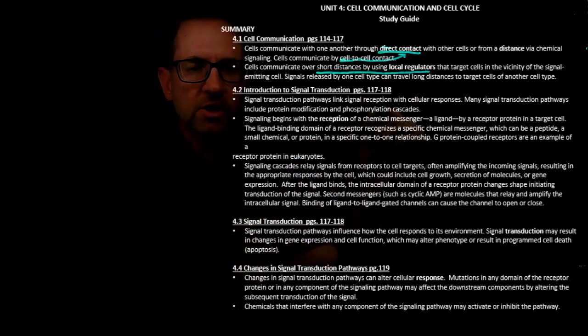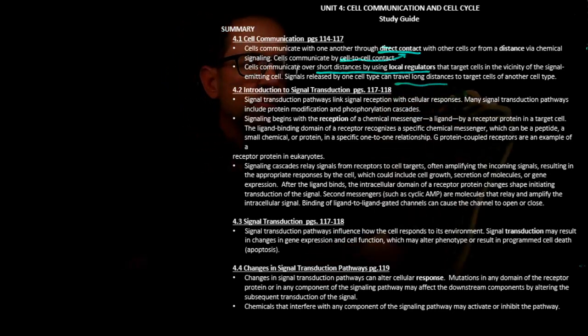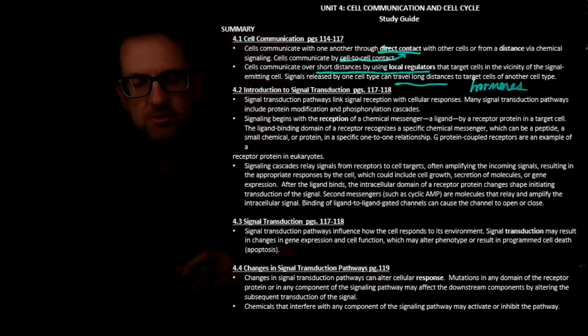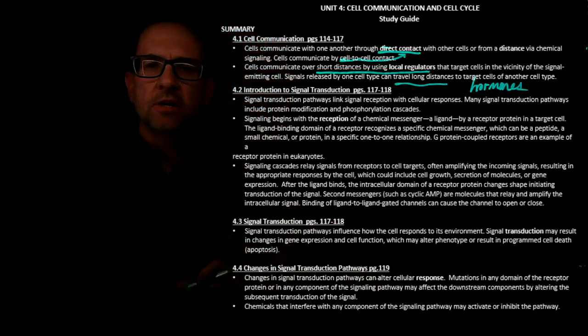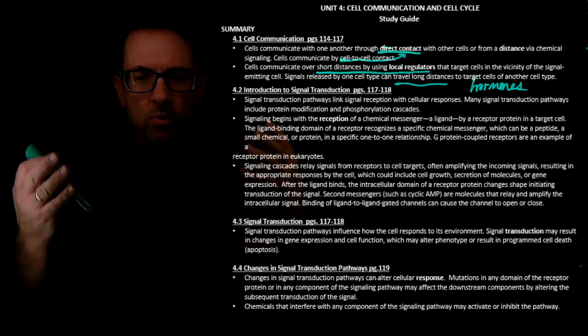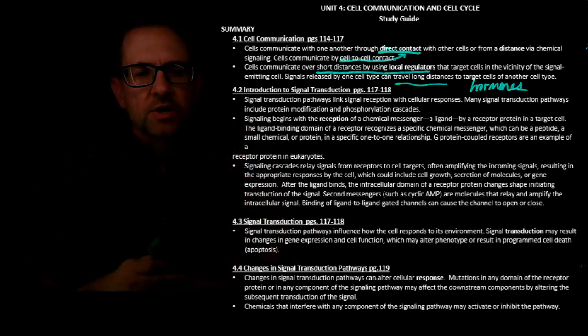The last thing over here, some can travel long distances. And when you think of long distances, I hope you think of hormones. The one that we looked at yesterday specifically was human growth hormone, how that's released from the brain. It goes through all parts of the body. Even though it has a specific receptor for a specific cell, it's released in the blood. It goes everywhere. So that's a good example of that.